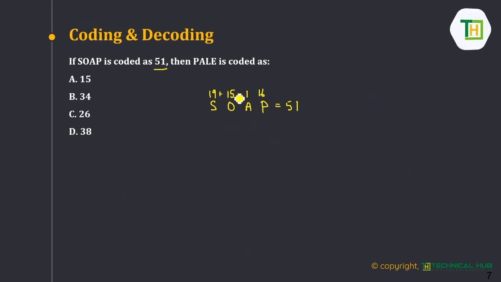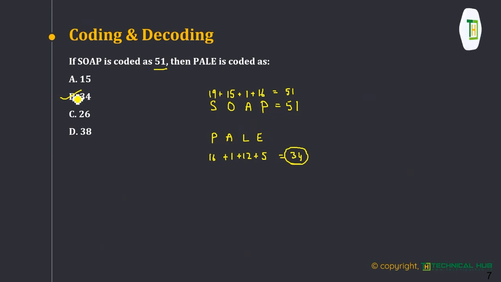So what if I just add all these? It should be equal to 51, the sum of all these numbers. 19 plus 15 plus 1 plus 16 is equal to 51. I'll apply the same logic for PALE and check what the answer can be. P is 16, A is 1, plus L is 12 and plus E is 5. So 17 plus 12 is 29, 29 plus 5 is 34. So 34 is the code number for PALE.